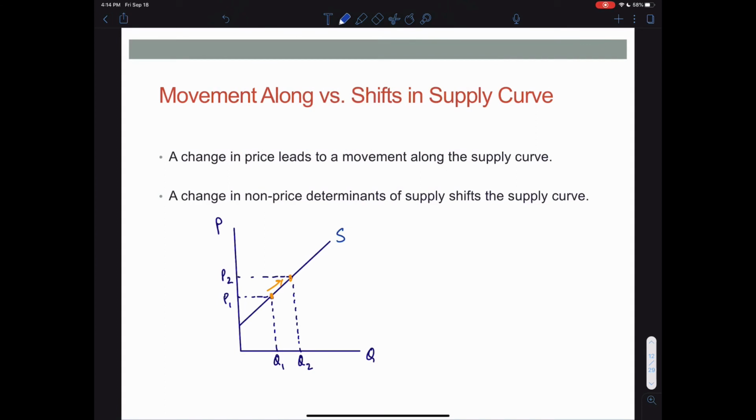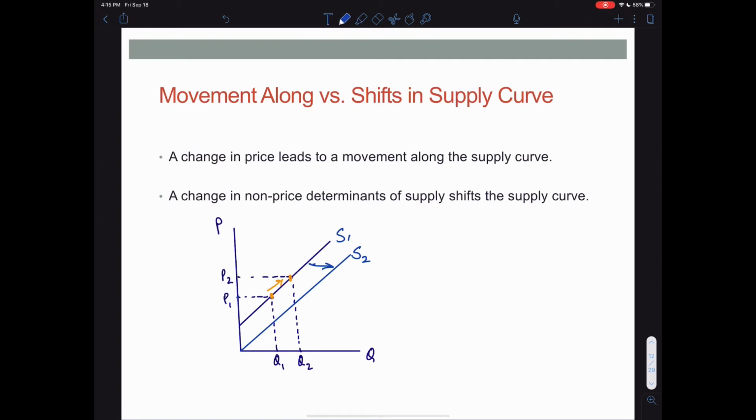So for example, let's say that cost of producing a good falls. We would show this on this graph as a right shift in the supply curve. So cost of production could fall for many reasons. One of them could be input prices fell.